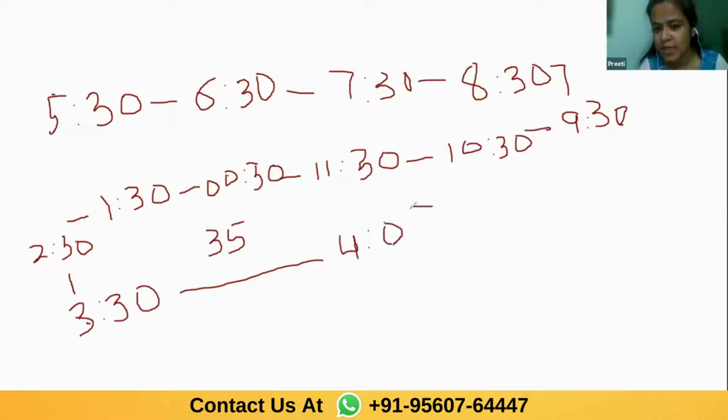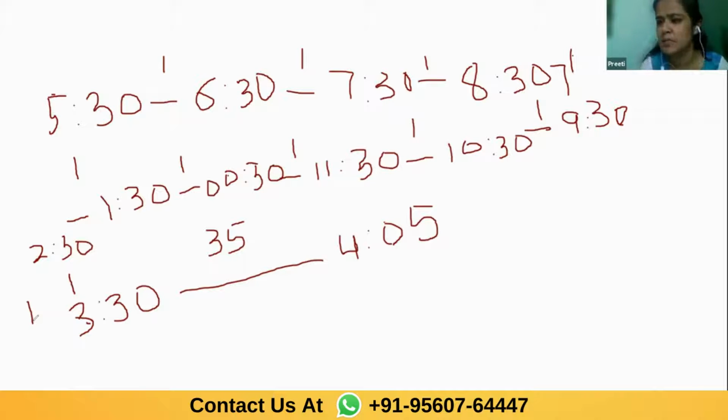We are not changing any format, 12 hour or 24 hour. We are not changing any formatting. So 1, 2, 3, 4, 5, 6, 7, 8, 9, and 10. So the time gap is 10 hours and 35 minutes. I hope there should be no confusion in the question.